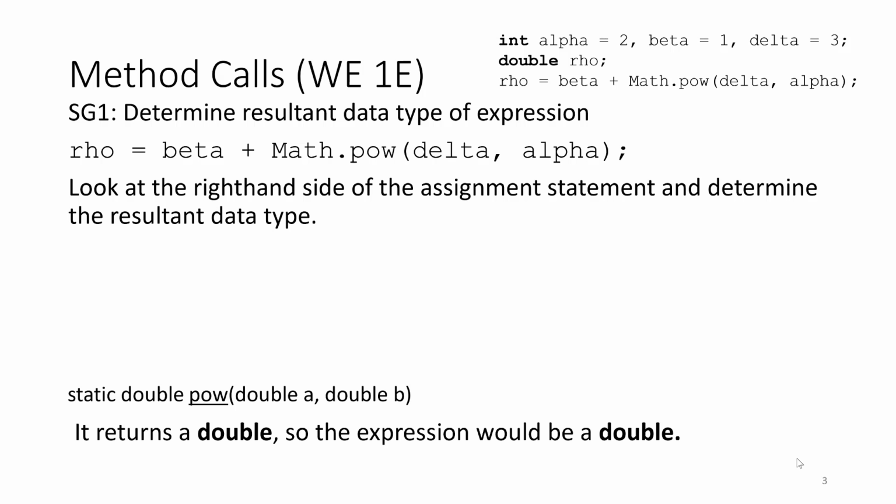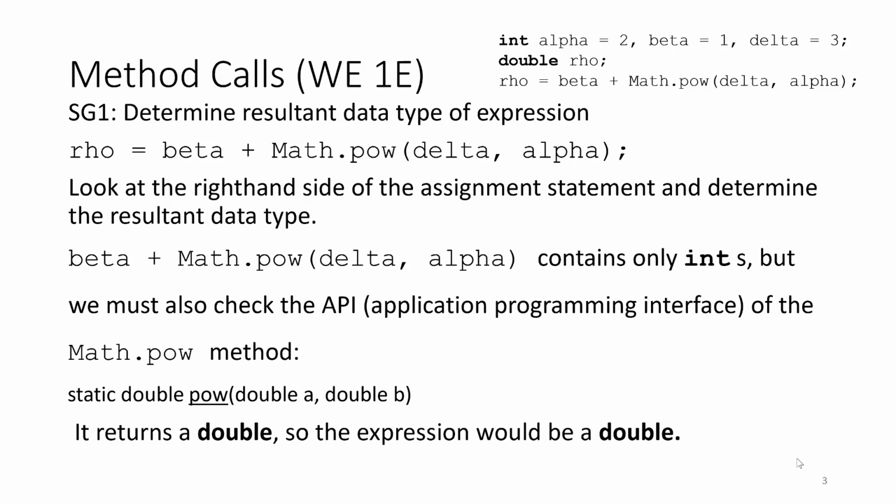Subgoal 1 says to determine the resultant data type of the expression. We look at the right-hand side of the assignment statement and determine the resultant data type. The expression beta plus Math.pow, delta, and alpha contains only integers, but we also need to check the API, or Application Programming Interface, of the Math.pow method. We see that pow returns a double. So now we have an integer plus a double, which would result in a data type of double.